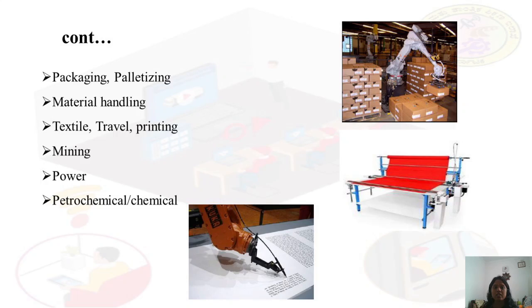Next, even packaging and palletizing. You can see for packaging also they are using machines controlled by the PLC. Material handling, then textile, travel, printing also they are going for PLCs. Mining industries also, even power industries, petrochemical or chemical industries.